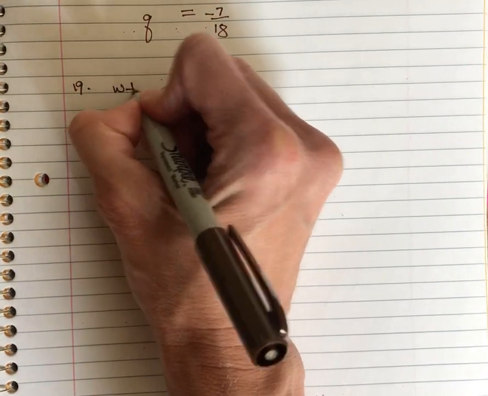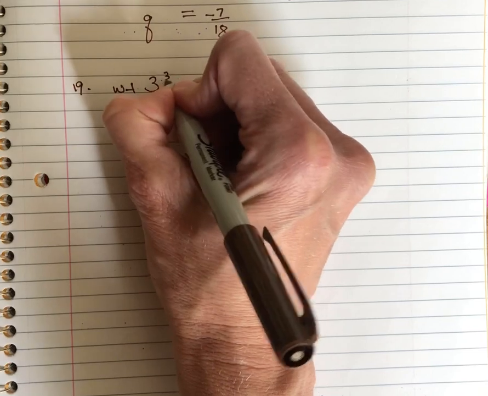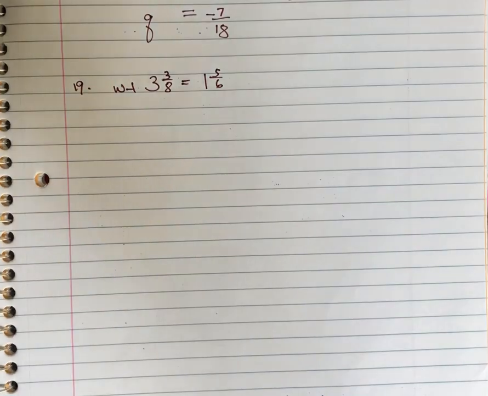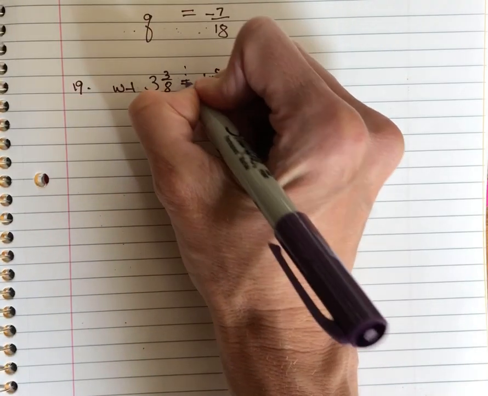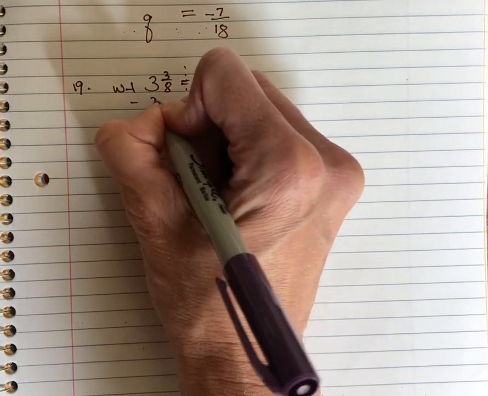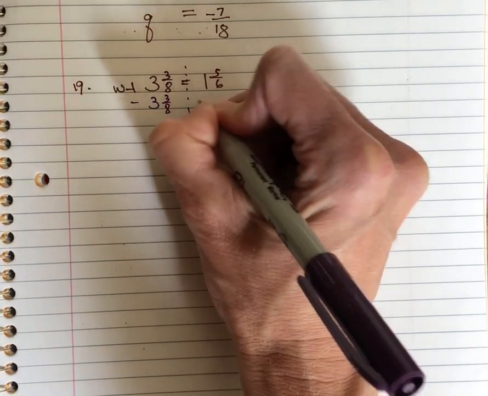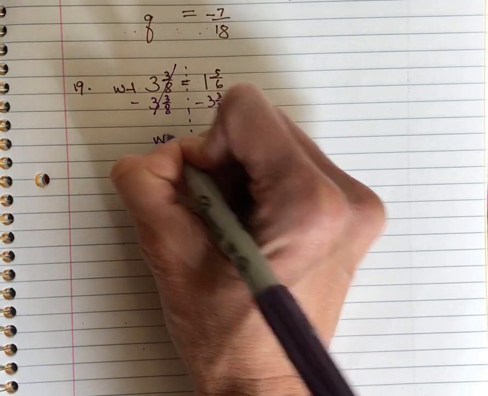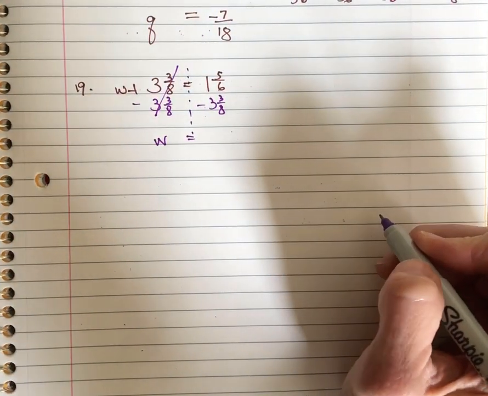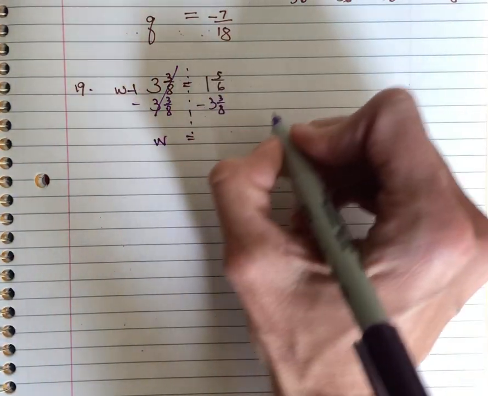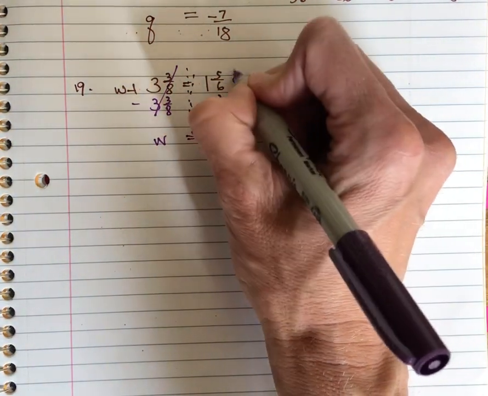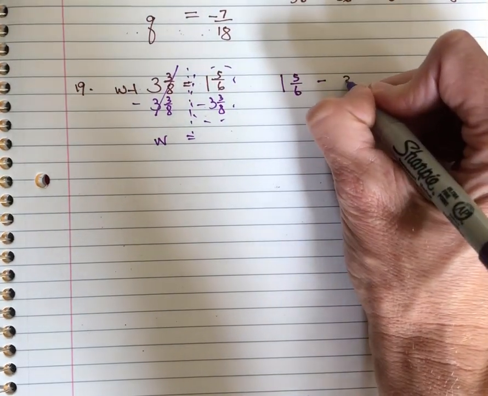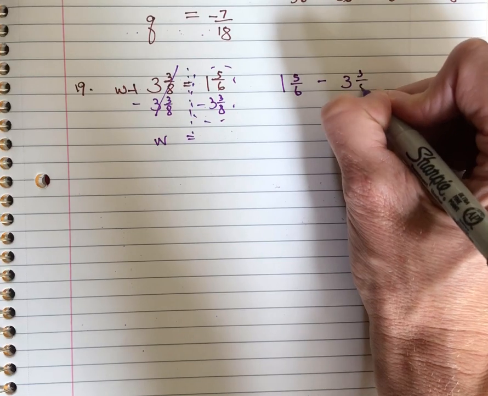Number 19. W plus 3 3/8 equals 1 5/6. Dotted line down your equal sign. Let's isolate W by subtracting 3 3/8. Inverses cancel. We're left with just W. And then I would start by writing this part of the equation horizontally, 1 5/6 minus 3 3/8.